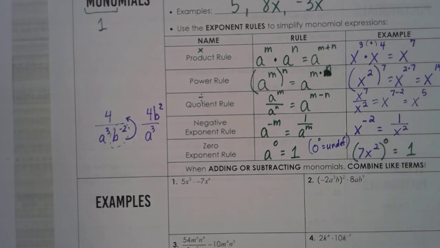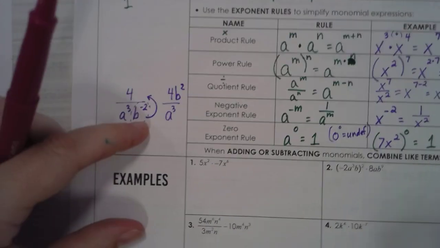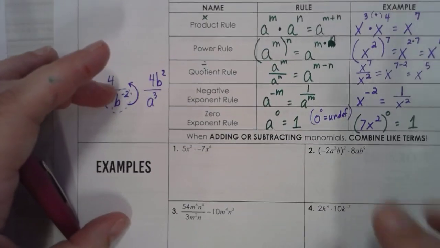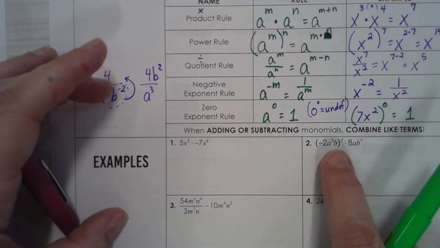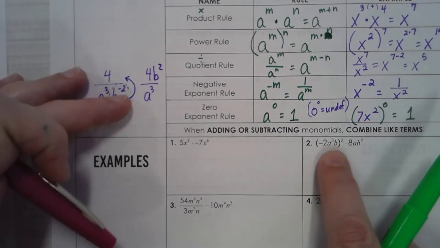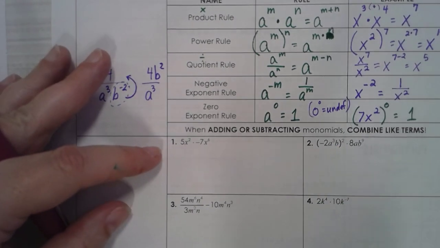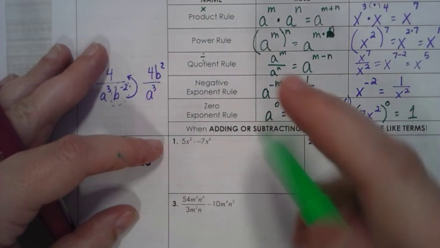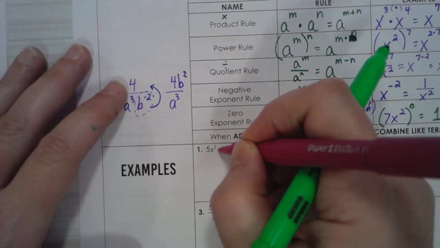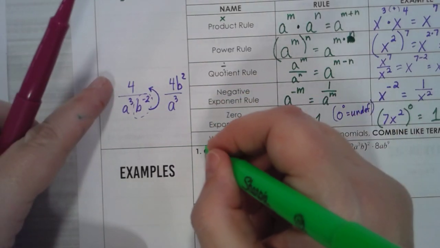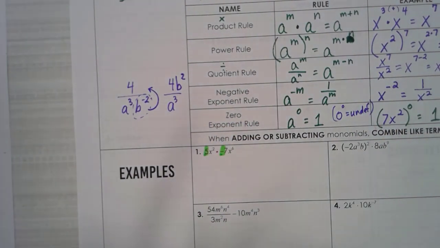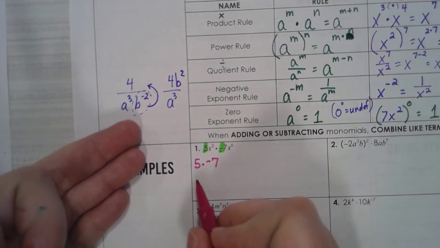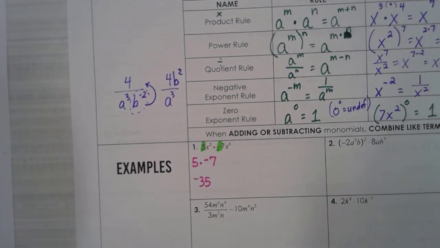First things first, I don't have any parentheses raised to a power. Like here, I have a parenthesis raised to a power, so I'm going to have to do something a little different with that first. Parentheses go first, then we multiply or divide. This is a multiplication sign right here in the middle. So we're going to rearrange this. We're going to take this 5 and this negative 7 and multiply those together. 5 times negative 7 makes negative 35.